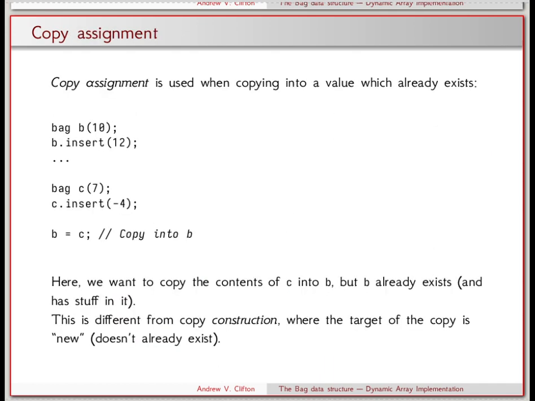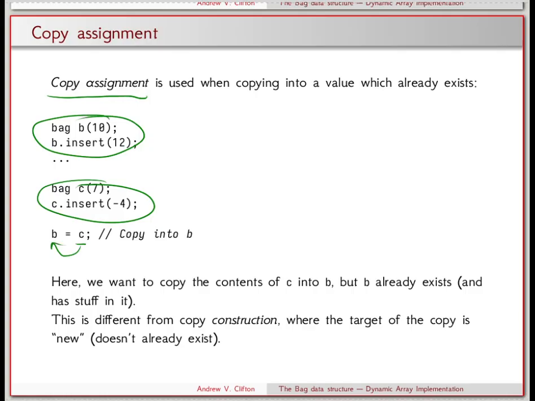Copy assignment is related, and it's easy to mix up copy assignment and copy construction. But copy assignment is used when you're copying into something that already exists. Imagine we create a bag B and then we create another bag C. At this point, B and C aren't related to each other at all. There's no copying happening. And then I say I want to copy C into B.